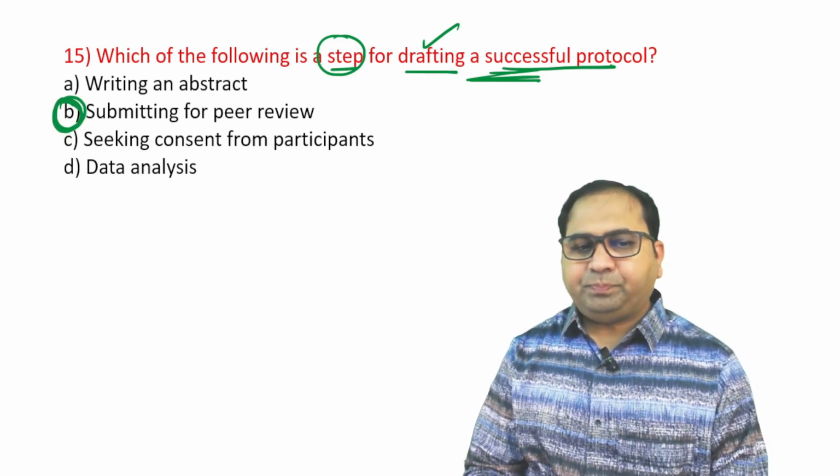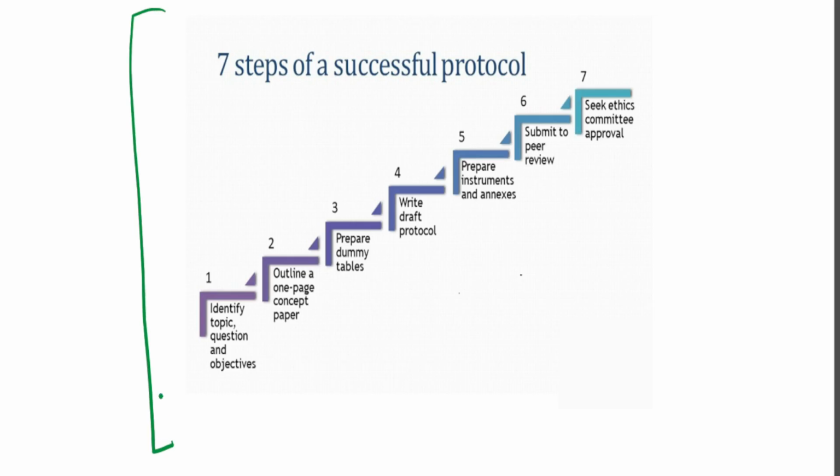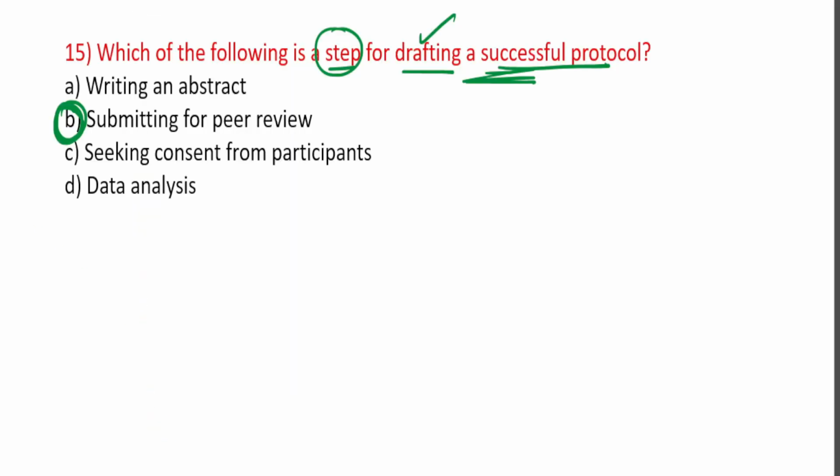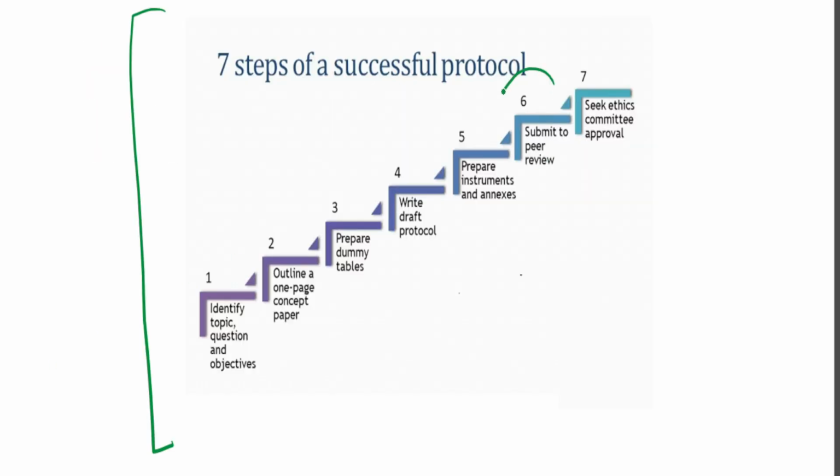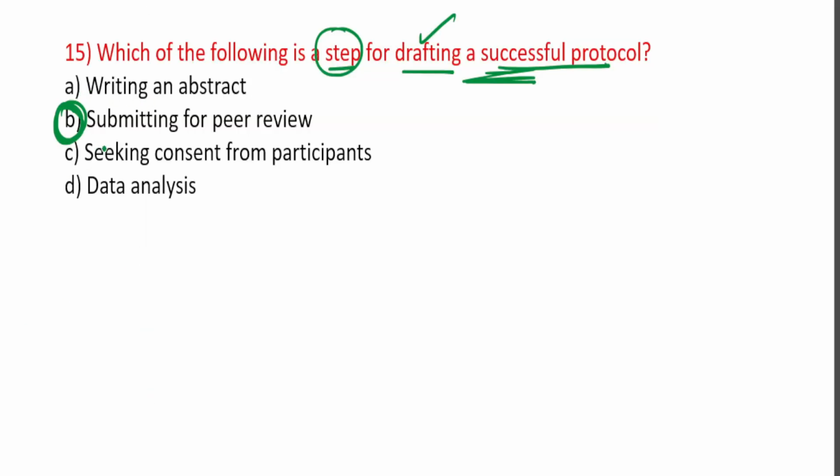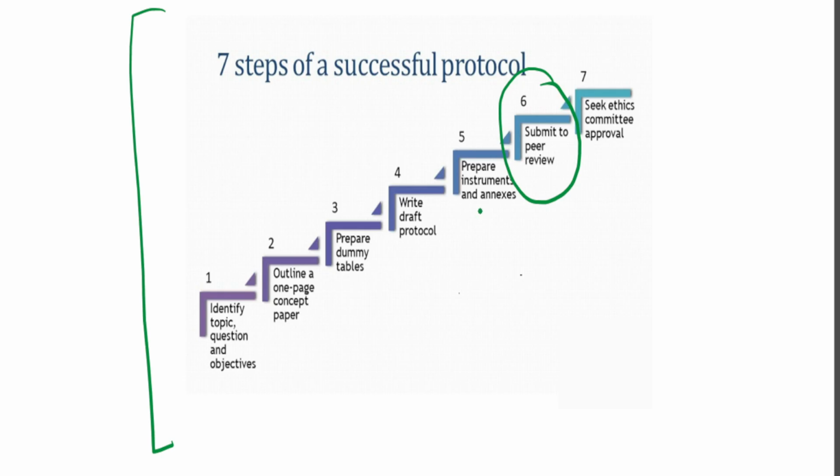Submitting for peer review. See the 7 steps of a successful protocol. The question asked, what is the step for drafting a successful protocol? The answer is submit to the peer review. From all the options given, A, B, C, D, data analysis is not a step, seeking consent is not a step, writing an abstract is not a step, whereas submitting for peer review is a step of drafting a successful protocol. What step? Step number 6. Yes, step number 6. So please remember this question and also this answer.